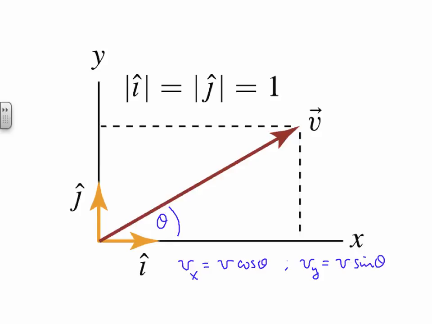We could therefore write vector component Vx as scalar component Vx in the i direction equals v cosine theta i, and vector Vy is scalar magnitude Vy in the j direction equals v sine theta j.